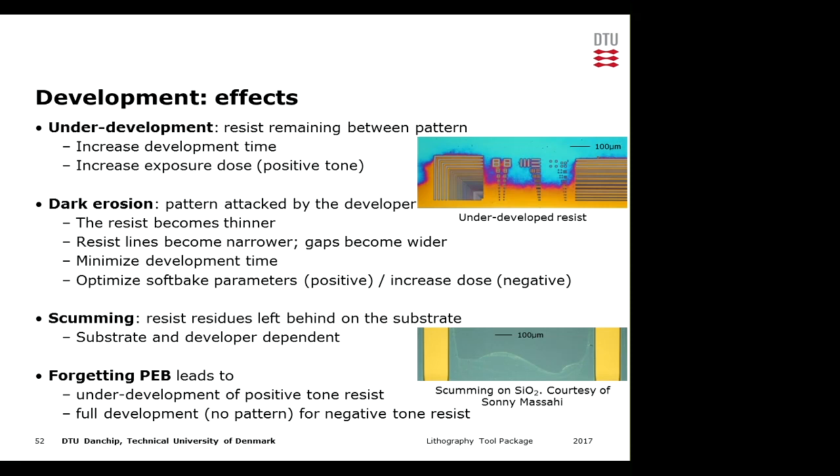So if we forget the post-exposure bake for a negative resist, it's back to square one: coat, expose and develop again. In a positive resist, you can sometimes solve the problem by just developing a little bit more.